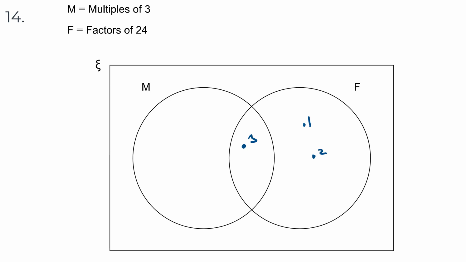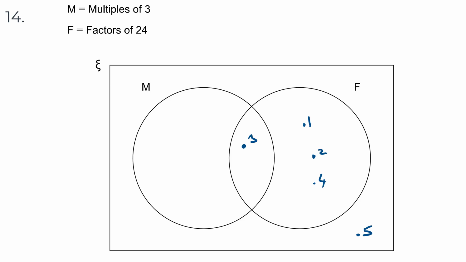It's both. 4. 4 is a factor. Yes, it is. 4 6s are 24. Is 4 a multiple of 3? No, it's not. It belongs in the F set alone. 5. Is 5 a multiple of 3? No, 5's not in the 3 times table. Is 5 a factor of 24? No, it's not. You can't divide 24 by 5 and not have a remainder. So that belongs outside the 2 sets. It kind of floats around there.